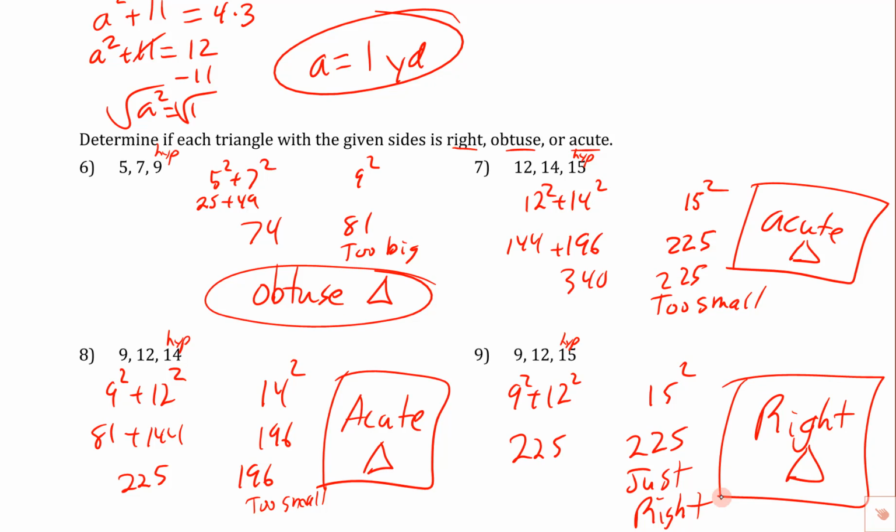Now, again, we're always comparing the hypotenuse with those squared legs. So if it's too big, it's obtuse. If it's too small, it's acute. And if it's just right, then it's a right triangle.